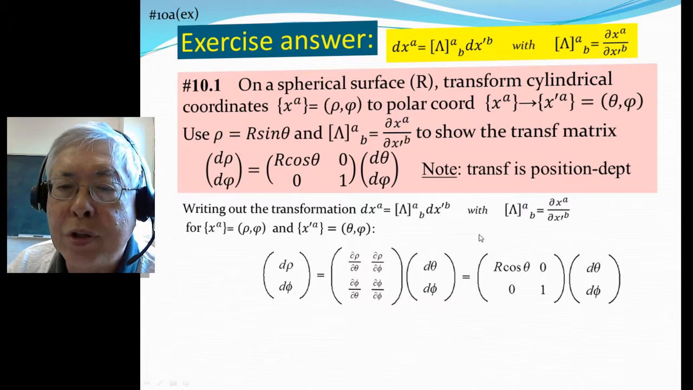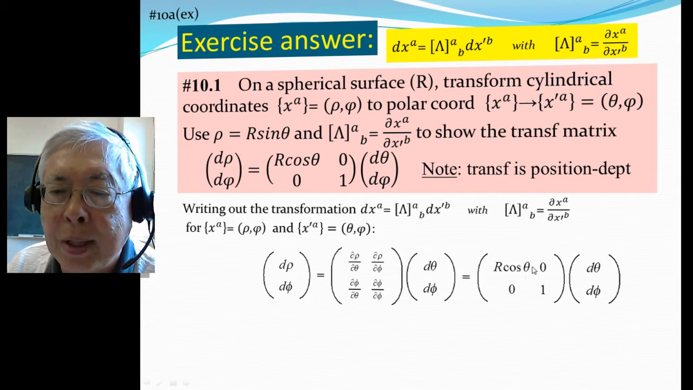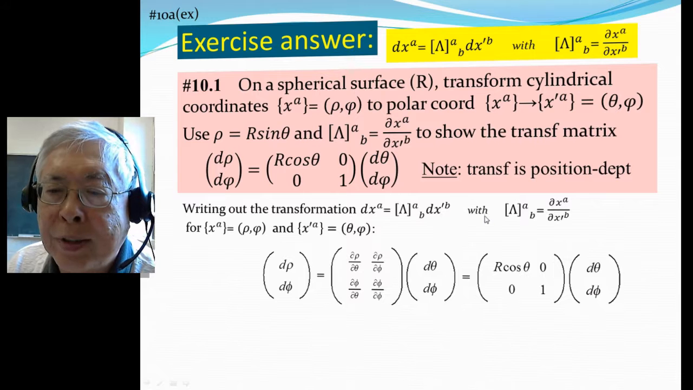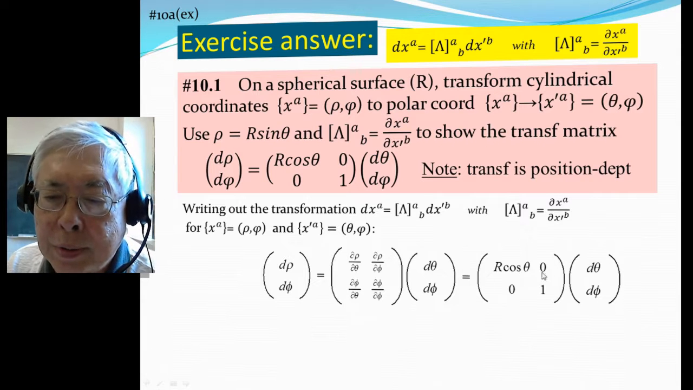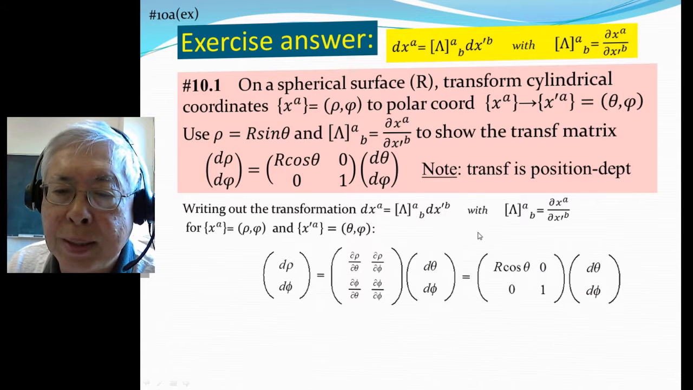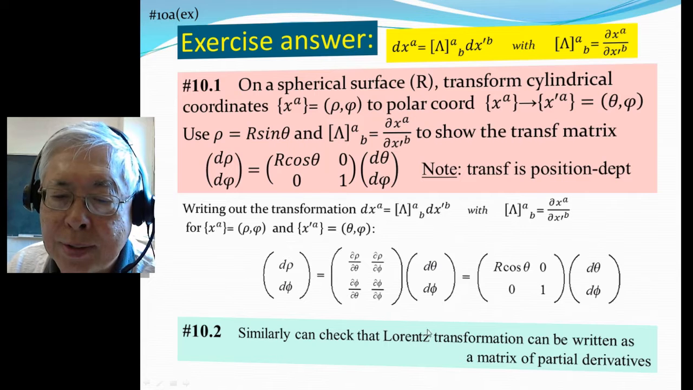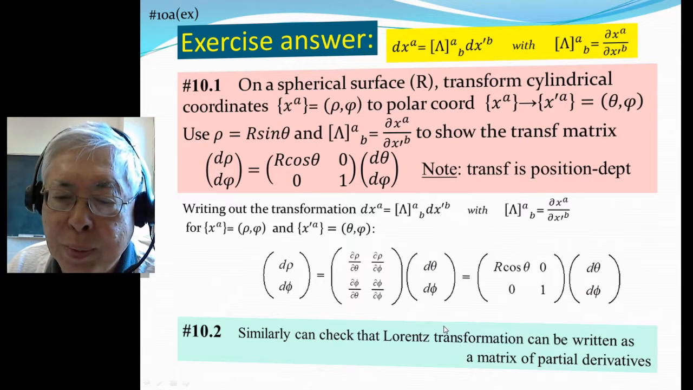And the feature I want you to know is that this transformation matrix depends on theta, and therefore depends on position, which is not surprising because in a curved space, the base vectors are necessarily position dependent. So therefore, the transformation would necessarily be position dependent. This is in contrast to a flat space. It is possible in flat space to have a position independent coordinate transformation. For example, the Lorentz transformation example. This is from one coordinate to another in a flat space.